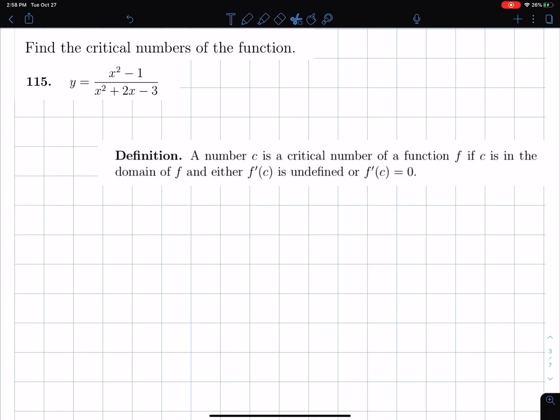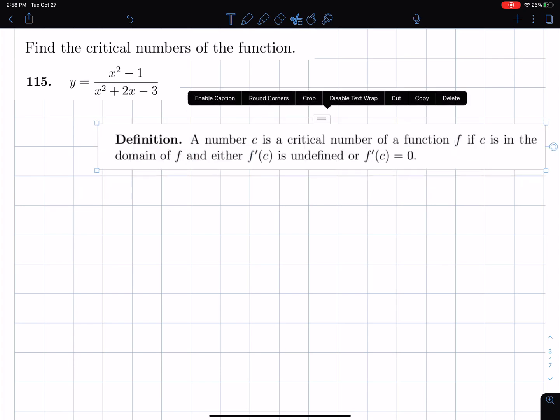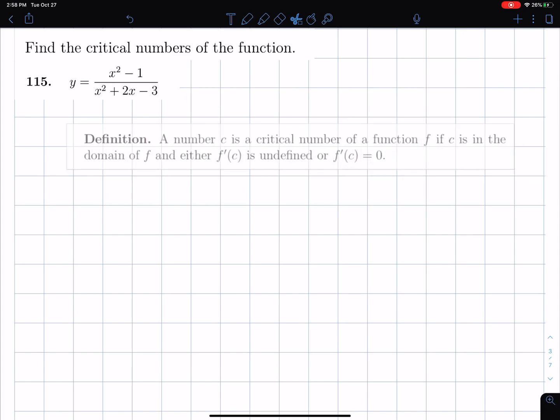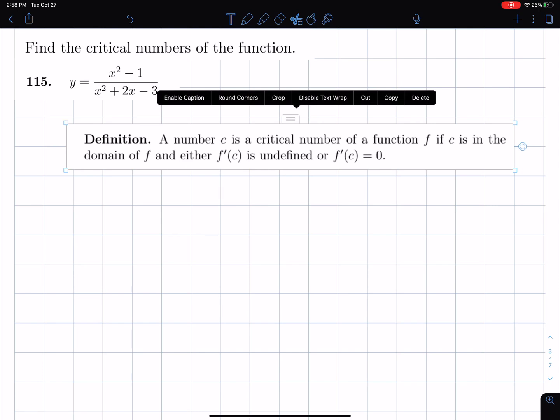All right, here is a problem where we're finding the critical numbers of a function. So what's a critical number? A critical number is a number C that's in the domain of the function, but either it's not in the domain of the derivative, so f prime of C is undefined, or f prime of C is equal to 0.